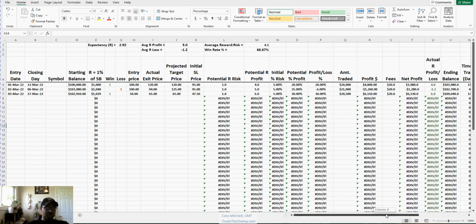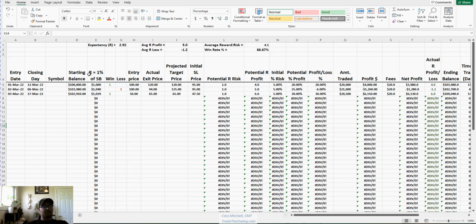So I'm going to go through this, and most of it's automated, which is beautiful. So we really don't have a lot that you need to put in manually. You need to put in your entry date, like when you open the trade, your closing day, the symbol, and your starting balance. Then this one is automatically calculated for you, but it's how much we want to risk of our account per trade.